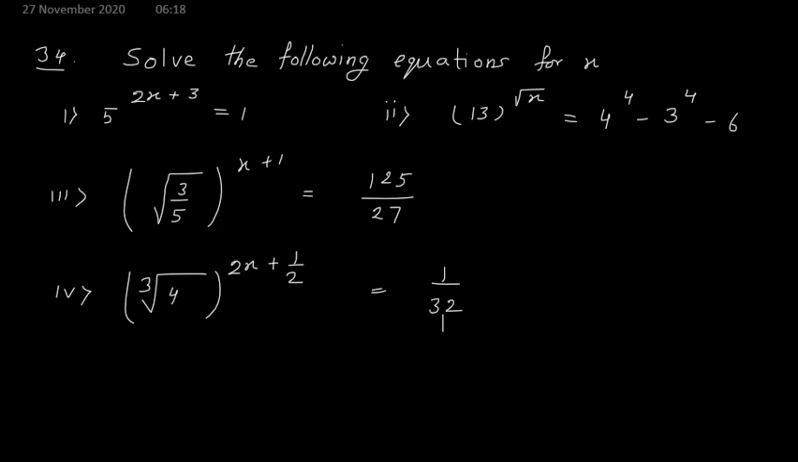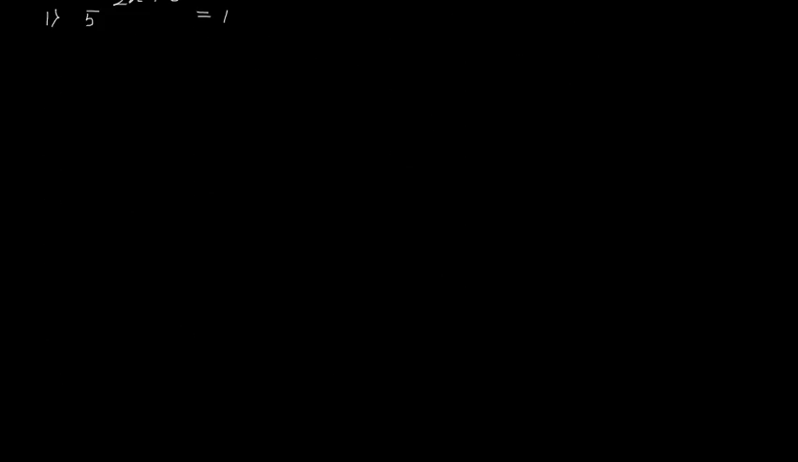Now question number 34. We have to solve the following. Now first question is 5 power 2x plus 3 is equals to 1. So first we have to solve 5 power 2x plus 3 is equals to 1.